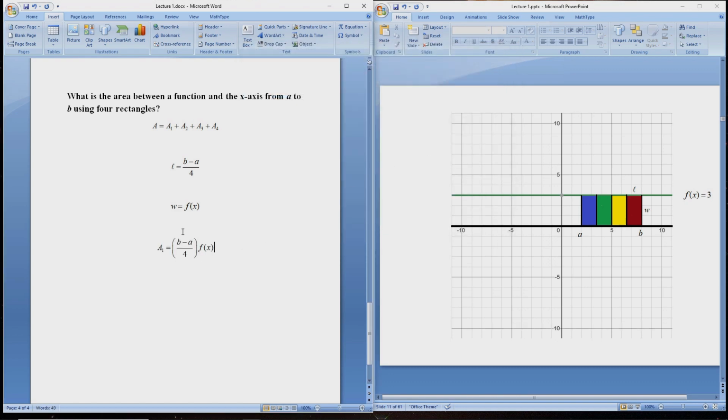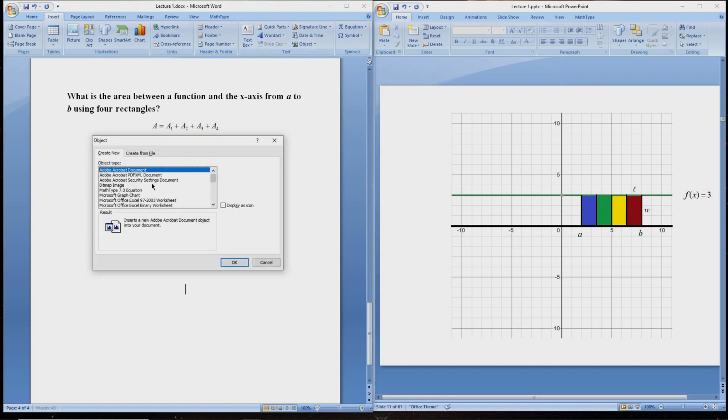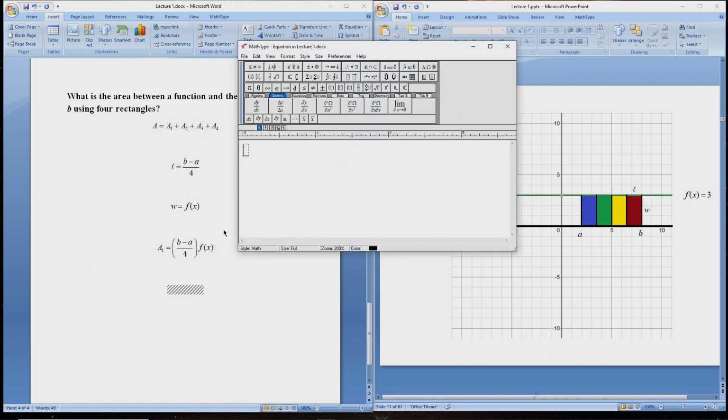So that would be the area 1. Say, we'll call area 1 the blue rectangle here. And this area expression is, of course, the same for all the rectangles since they're all the same. So when we take the sum of all 4 of these, then that means we're simply going to have 4 of these expressions, and we can add them all together. So our total area here now is going to be 4 of these (b minus a) over 4 times the function.